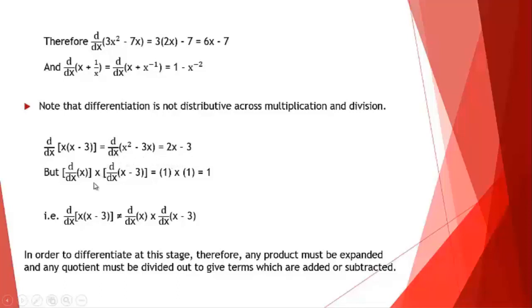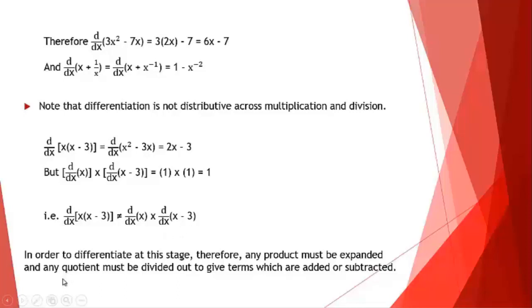But when we distribute x and x take away 3, and when we differentiate separately, we get the derivative of x with respect to x as 1, and the derivative of x take away 3 with respect to x would give us 1. So 1 times 1 is 1, which is not equal to 2x take away 3. So that means differentiation of x times x take away 3 with respect to x is not the same as differentiation of x with respect to x times the differentiation of x take away 3 with respect to x.